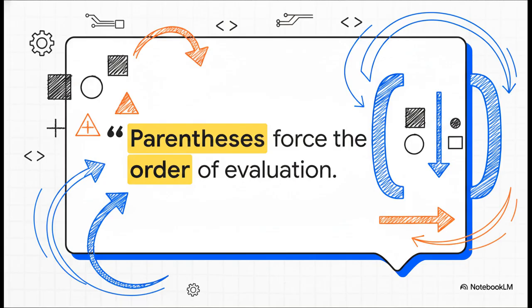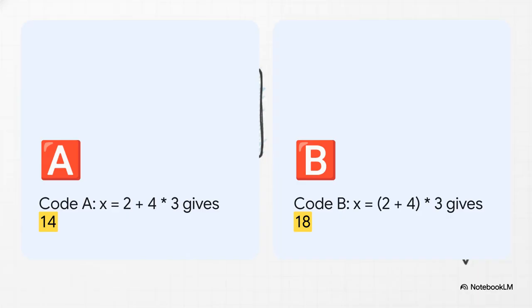But honestly, don't leave complex math up to the machine's default precedence. You really must use parentheses to explicitly dictate what happens first. It keeps your code accurate and so much easier to read. And here is exactly why that matters.